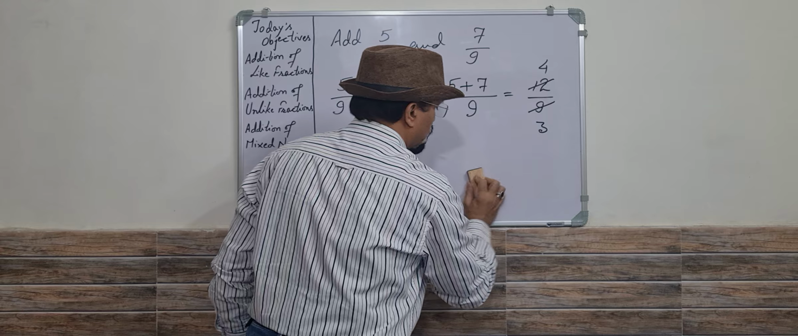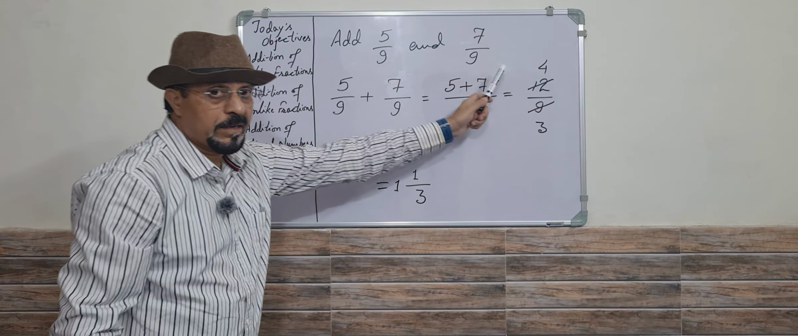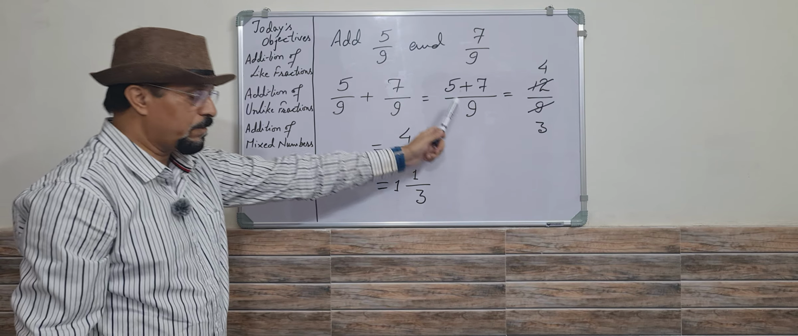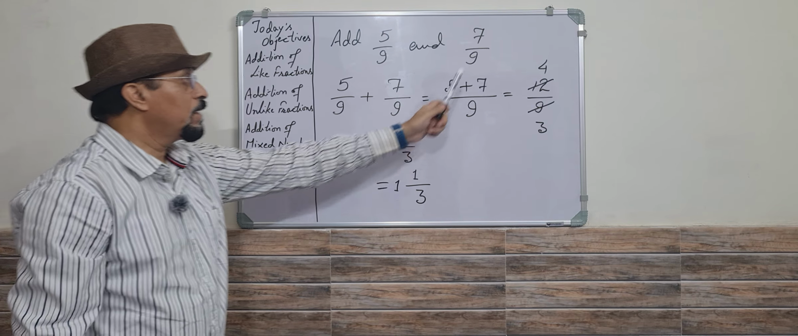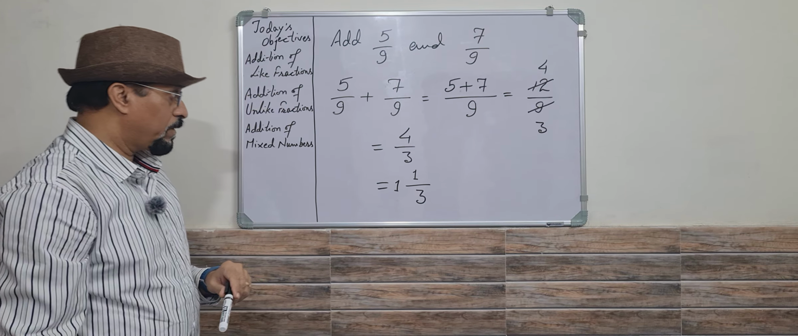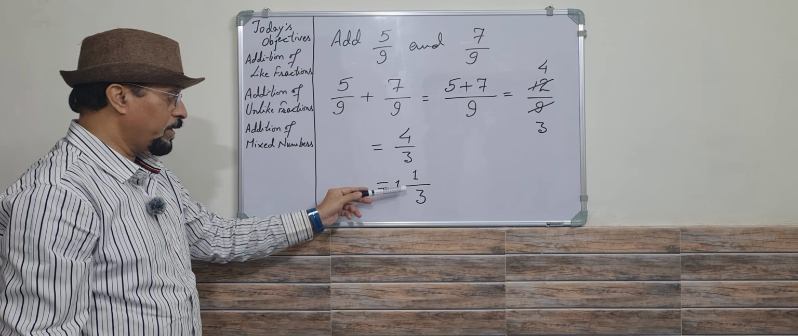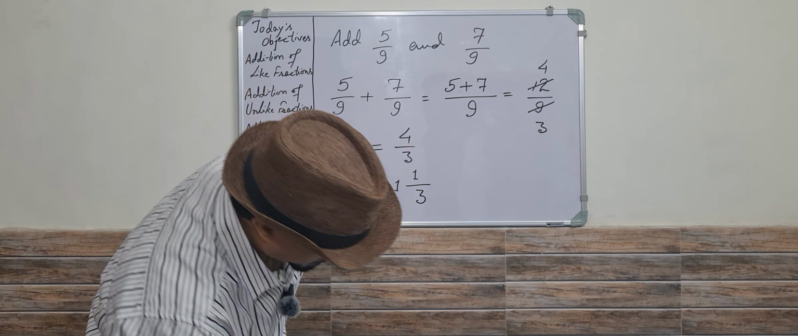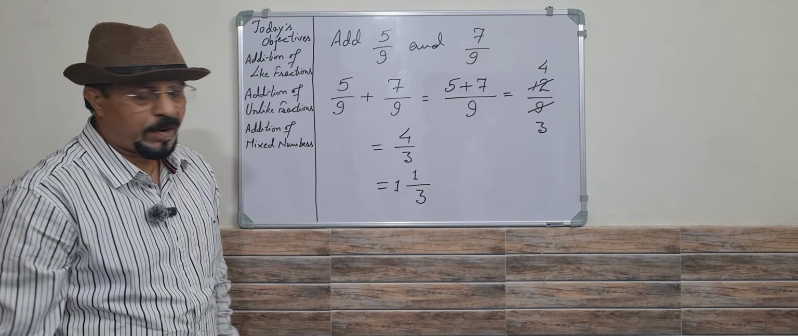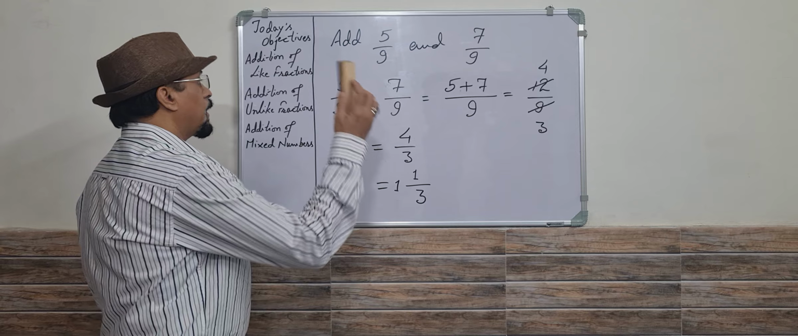So if I have to add 5 by 9 and 7 by 9, both are like fractions, but after adding the numerators, we need to further simplify the fraction which we have received, and after simplifying further, if it is improper, we need to convert it into the mixed number. And so this is the final answer. So we have learned how to add like fractions.